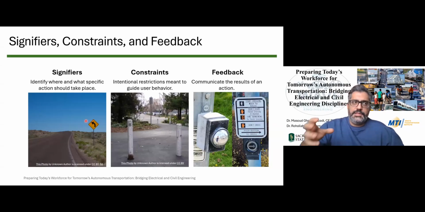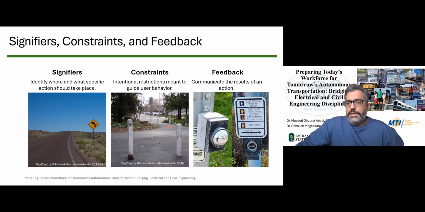As I'm talking about these things, I would like you to think about how to have a signifier when we are working on an autonomous vehicle design that is going to accommodate pedestrians and bicyclists in our roadway. Next thing would be constraints.